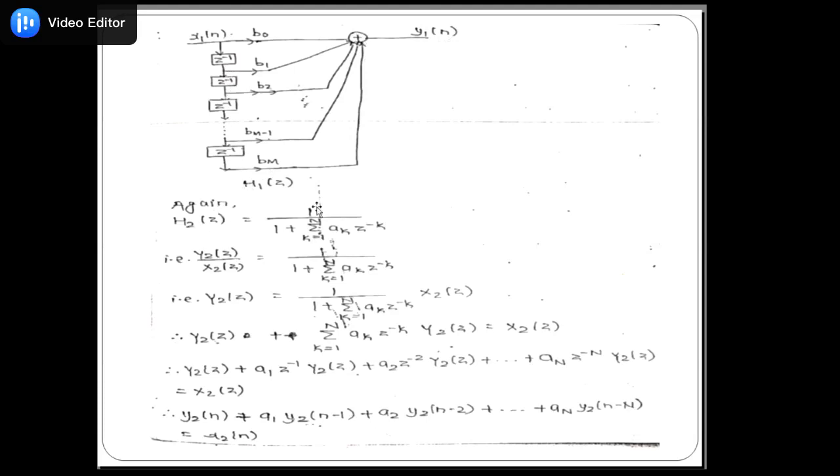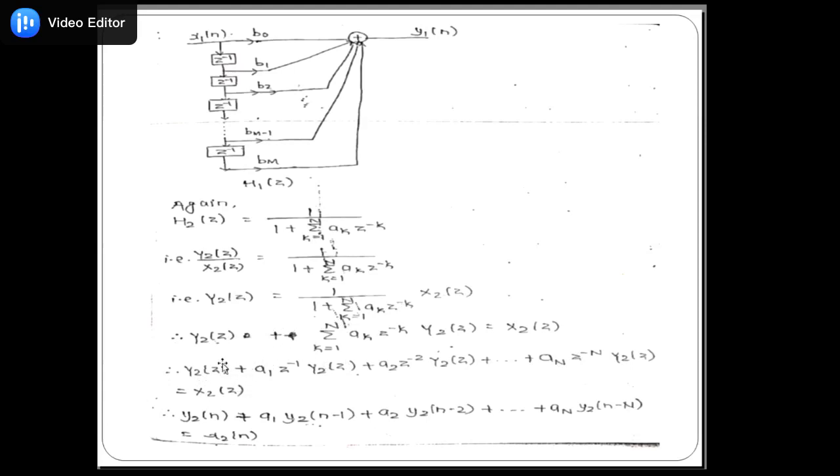Again, H2(z) will provide 1 upon this term. H2(z) is represented by Y2(z) divided by X2(z). Then Y2(z) is equal to this term multiplied with X2(z). Suppose you consider X2(z), that denominator will be multiplied with Y2(z), and that will generate this equation: Y2(z) plus Y2(z) multiplied with this term.